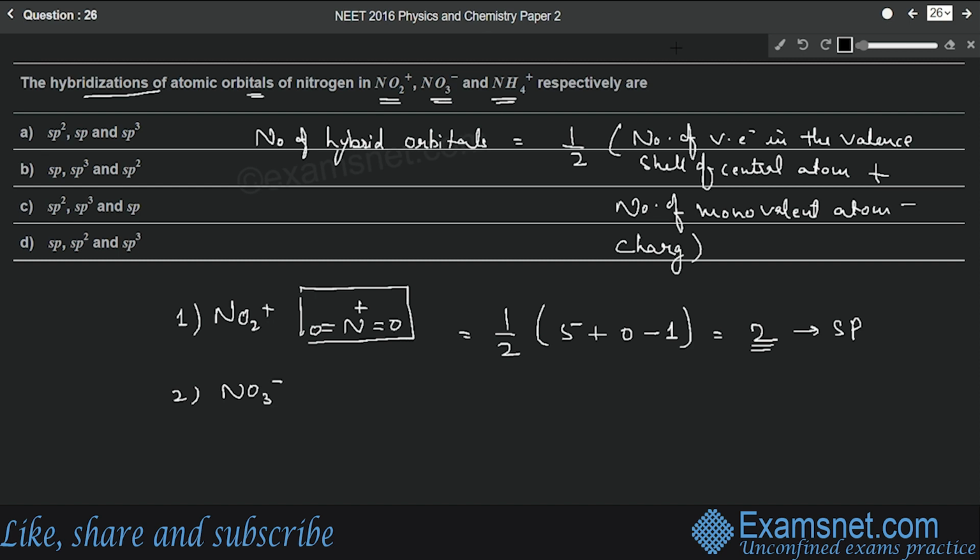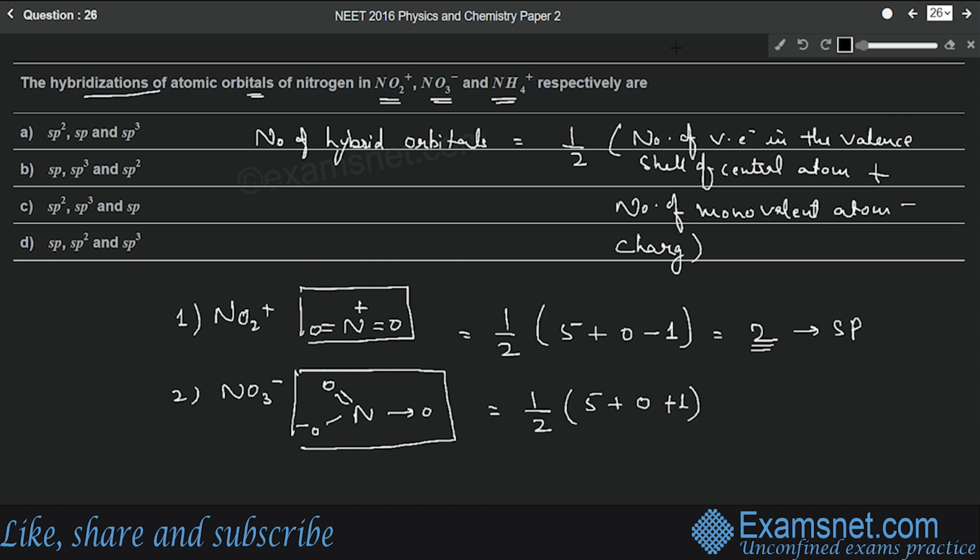NO3 minus. What is the structure of NO3 minus? So it is N, this side we have oxygen, this side double bond O, and this side O minus. Okay, this is the structure of NO3 minus. Now let's calculate the hybrid orbitals. So half, again the number of valence electrons in nitrogen is 5, plus monovalent atoms 0, because it is also bonded to oxygen only, minus the charge. What is the charge? Minus 1. So minus and minus 1 will become plus 1. So 5 plus 1 divided by 2 will be 3.